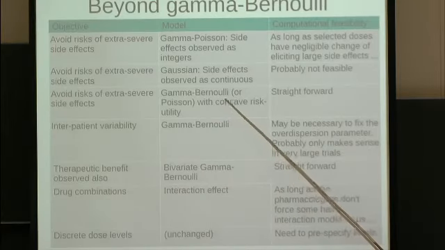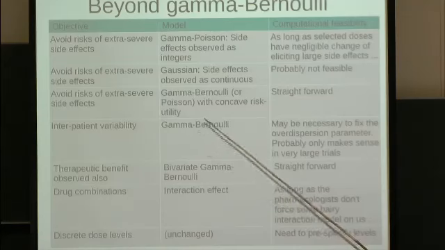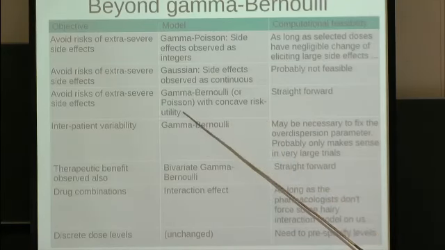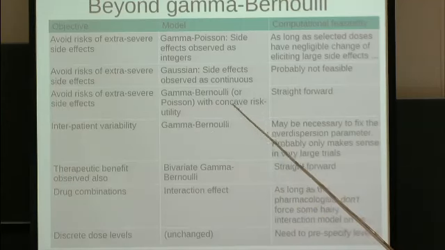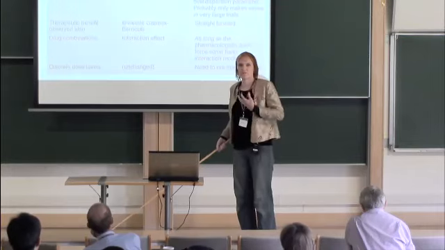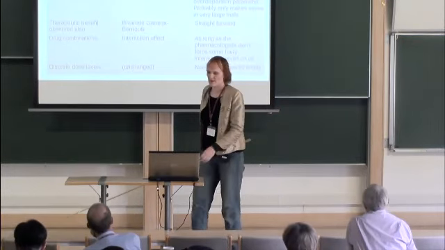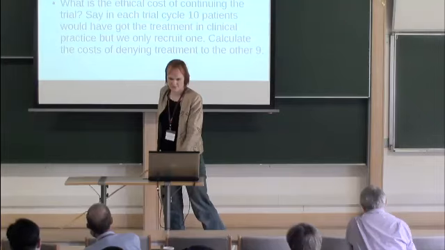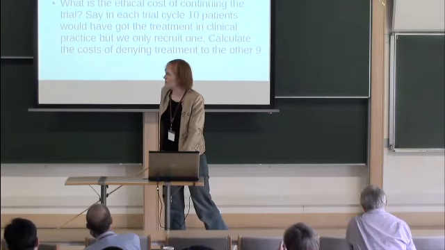The easiest one would simply say that instead of a linear risk utility relationship, there is some concave risk utility. That would be a very easy thing to do. But another possibility would be to say, instead of measuring side effects as yes or no, we measure them on a count scale and use a Poisson instead of a Bernoulli.